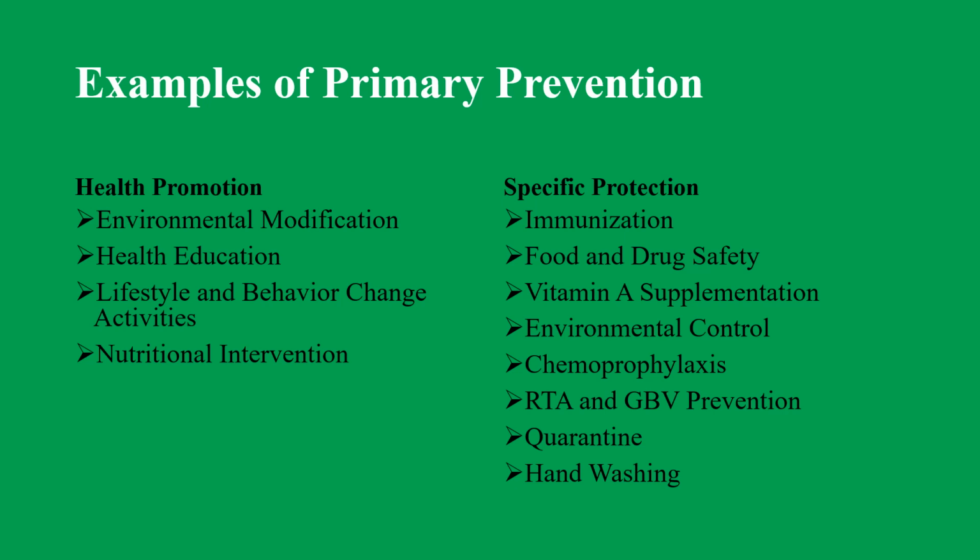Then also have environmental control measures, for instance preventing air pollution, preventing water pollution, advocating for use of latrines or toilets instead of open defecation. You also have chemoprophylaxis, where individuals are given certain drugs to prevent them from developing certain diseases. For instance, giving TB preventive treatment to those at risk of developing TB disease. You also do RTA prevention as well as gender-based violence prevention.